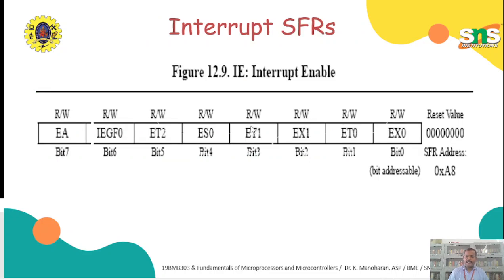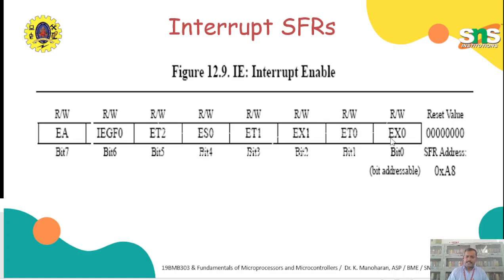Look at this SFR, the interrupt request register. This is the interrupt enable register. Each interrupt can be enabled here. Look at this EA. This is the overall enabling of the interrupts. These two will not be used in this 8051; only higher versions use them. This is timer 2, which is available in the 8052. This one is not available even in the 8052; it will be available in higher versions.